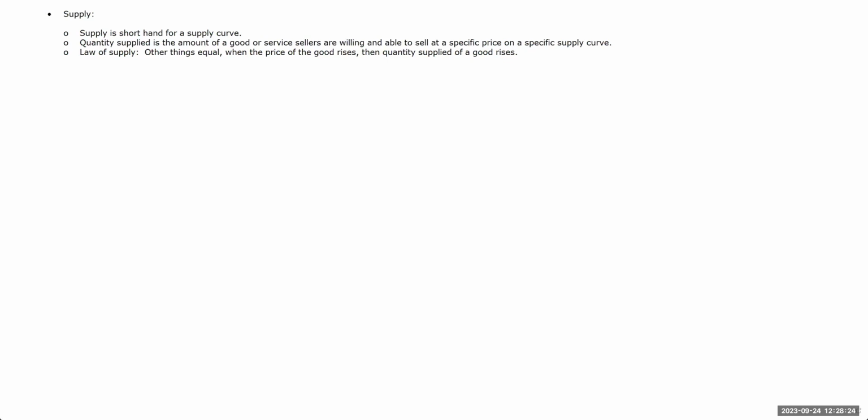That's quantity supplied. Law of supply: all else held equal, when the price of a good increases, you want to sell more stuff. So what does all this mean? It's something we learned in the previous chapters when we built the supply curve. Here's quantity of pizza, price of pizza.